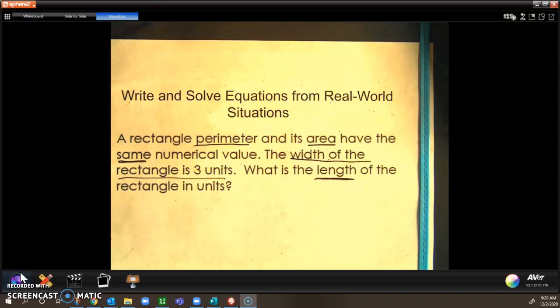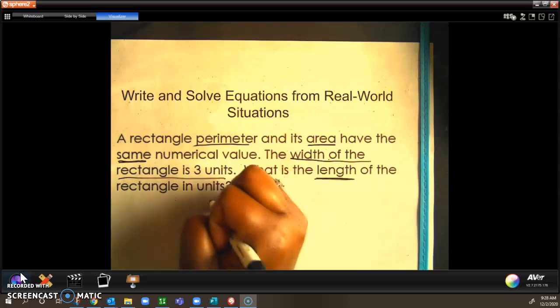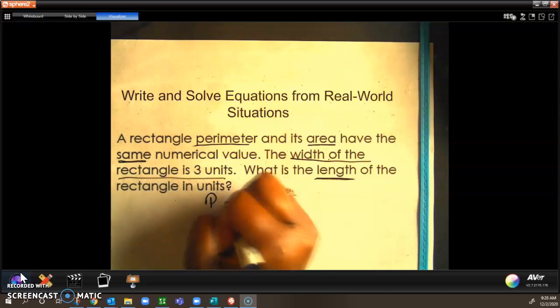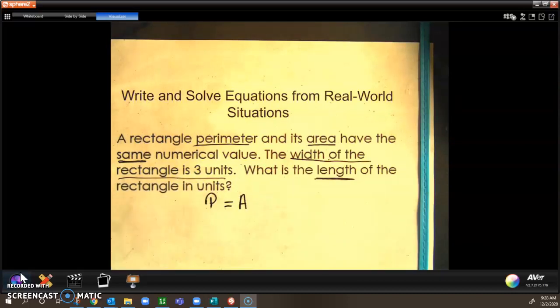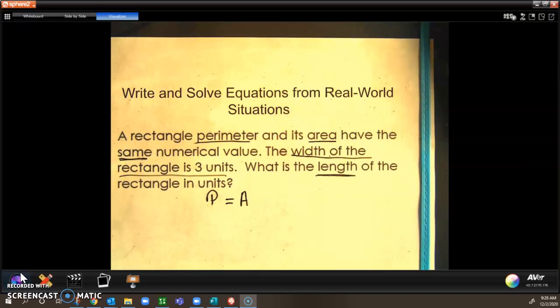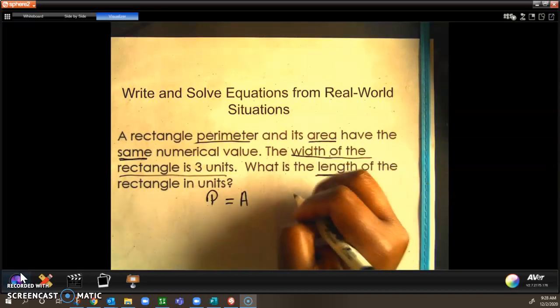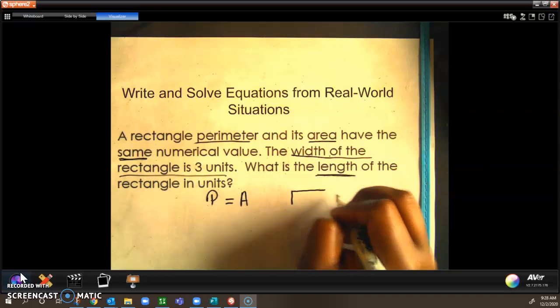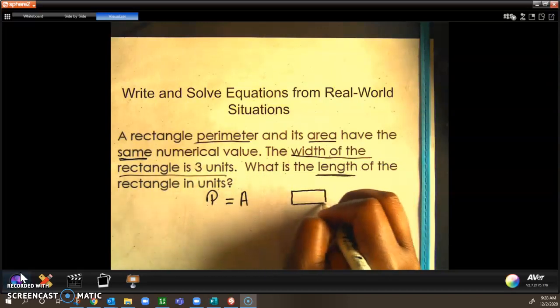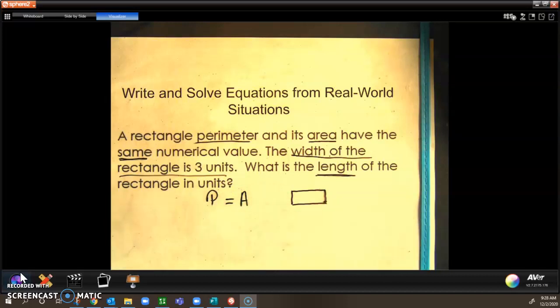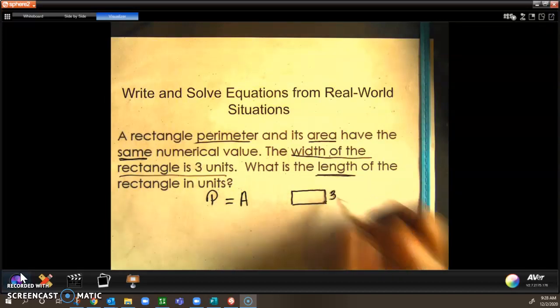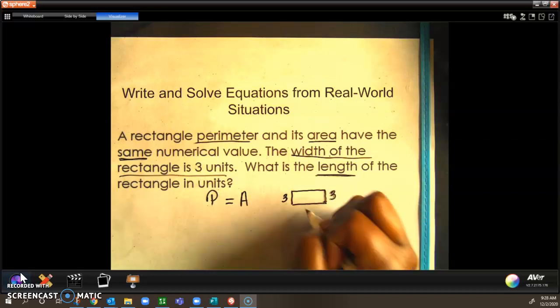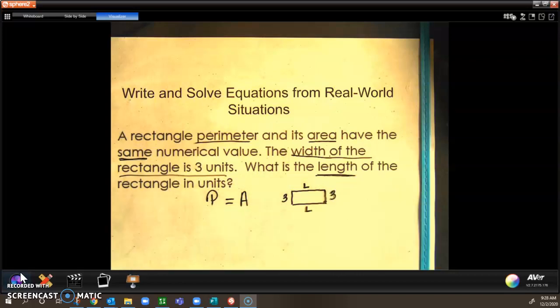So I have a rectangle. I know the perimeter and area have the same value, so that means they're equal to each other. So I'm going to put P equals A. Our perimeter equals our area. To help me out a little bit, I am going to draw my rectangle and label it. I know the width is 3 units, so I'll label 3, and then length, we're going to put L. Now that I have this, I can write my two expressions and put them together.